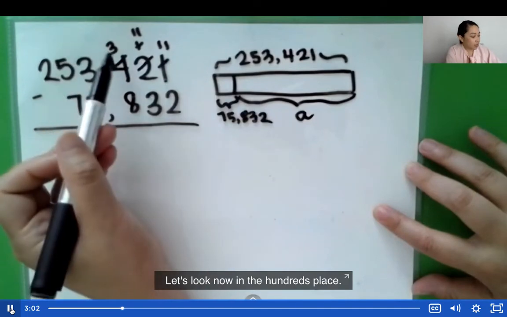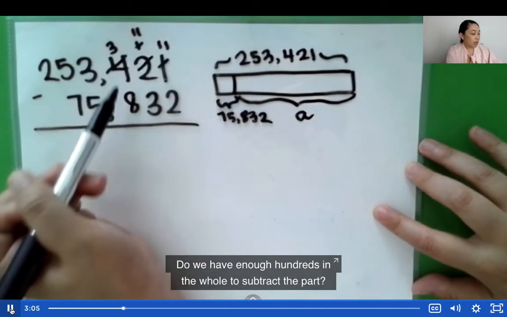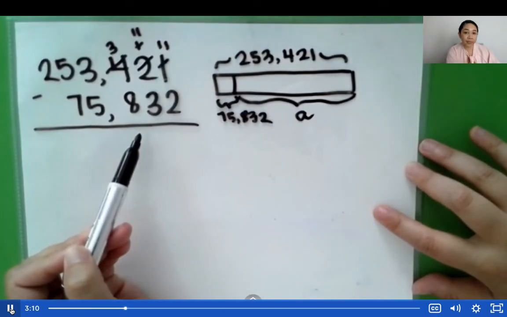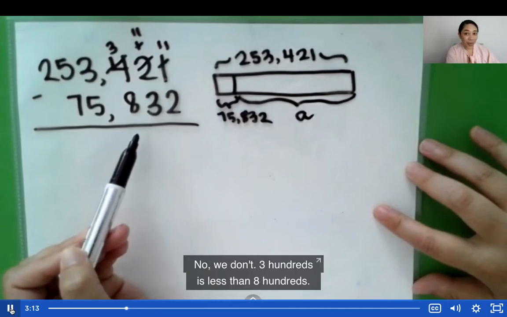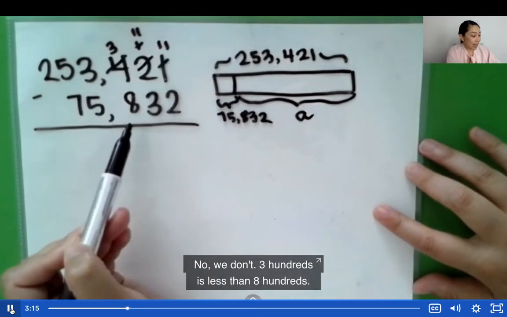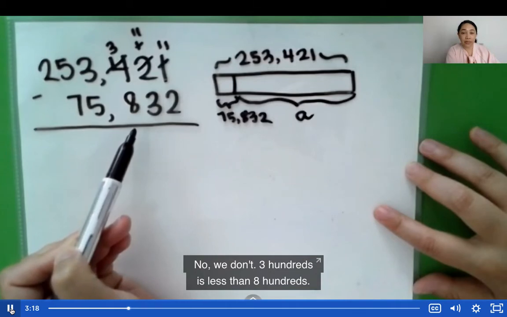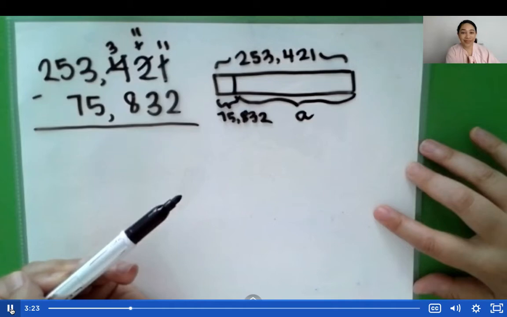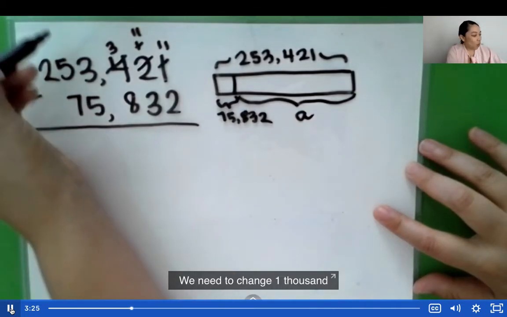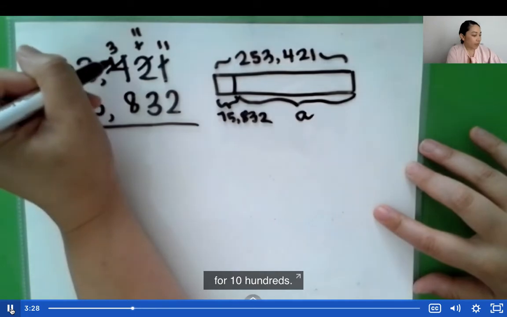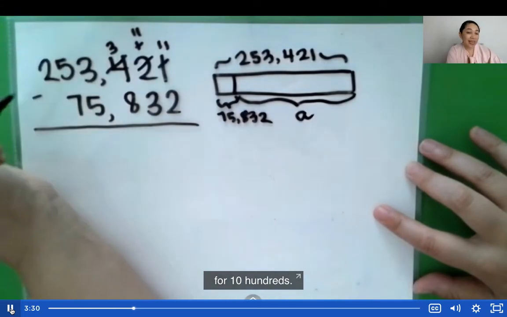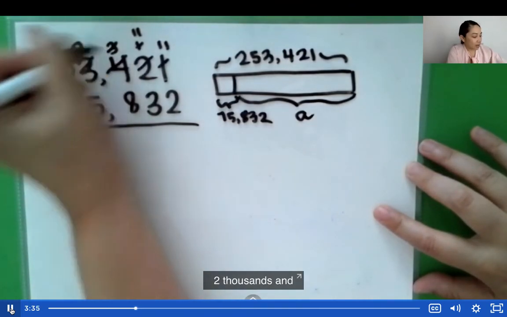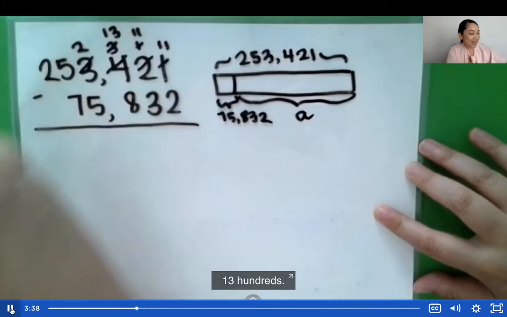Let's look now in the hundreds place. Do we have enough hundreds in the whole to subtract the part? No, we don't. 3 hundreds is less than 8 hundreds. What should we do? We need to change 1 thousand for 10 hundreds. That means we now have 2 thousands and 13 hundreds.